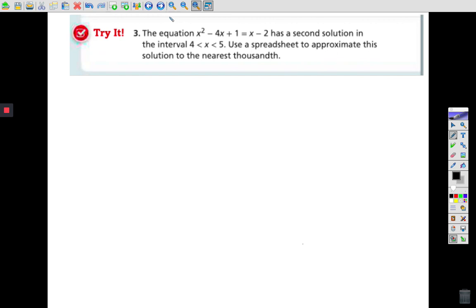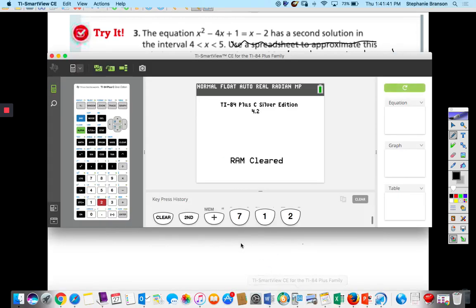All right, it says the equation x squared minus 4x plus 1 is equal to x minus 2 has a second solution in the interval 4 is less than x, which is less than 5. Use a spreadsheet, which we're not going to do. We're going to use our calculator to approximate this solution to the nearest thousandth. If you don't know what that is, it's 3 decimal places. Sometimes rounding decimals can be difficult. You forget if you need to round up or round down. So I'm going to show you this trick on your calculator.